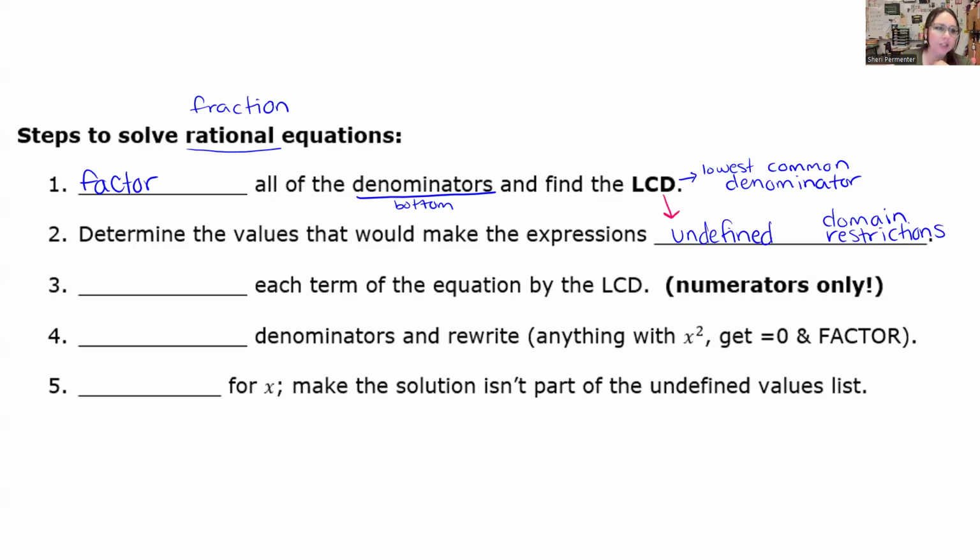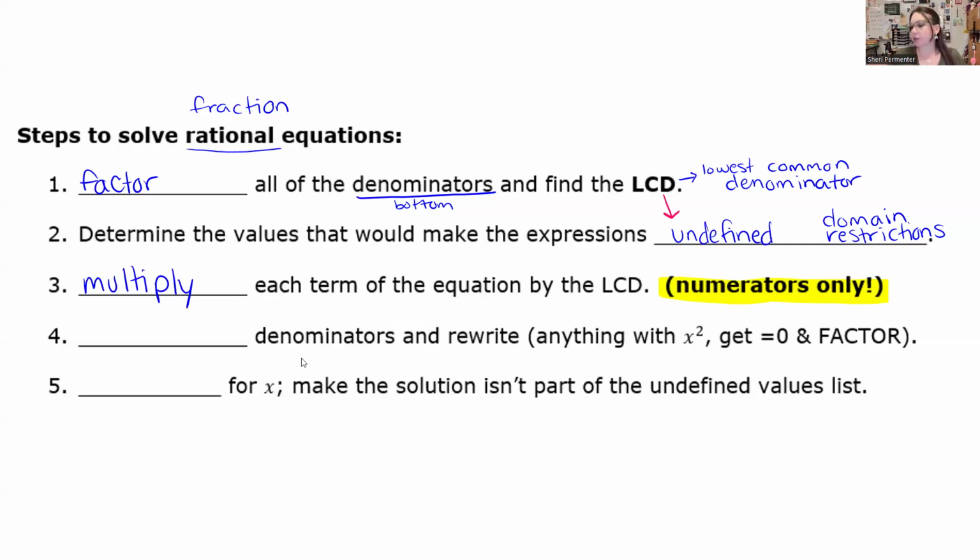Next, you're going to multiply each term by the LCD. This is really important: you need to notice that it is the numerators only. Last class, to get a common denominator, we had to multiply the numerator and denominator by the LCD or anything that was missing. This time it's a little bit different. You only multiply the numerator, so only the stuff on top. And you'll get 5 problems worth of practice with me.